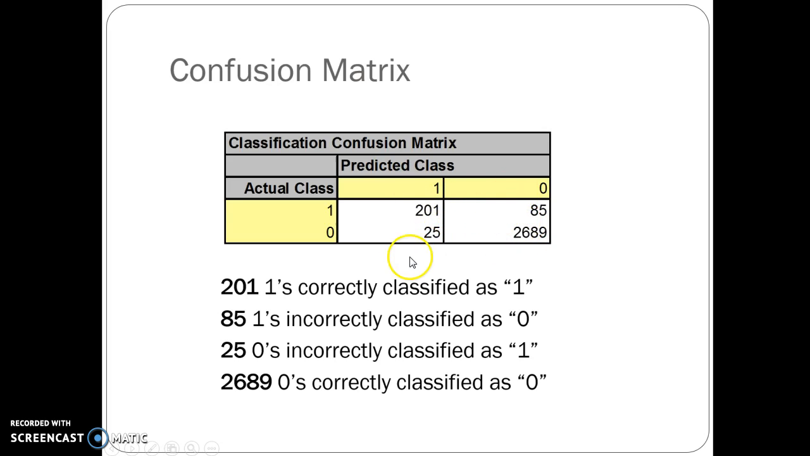The other two are the incorrect classifications. So in this case, the actual class was 1, but 85 instances were predicted as 0. And then under here, the actual class was 0, but it was predicted as 1 under 25.